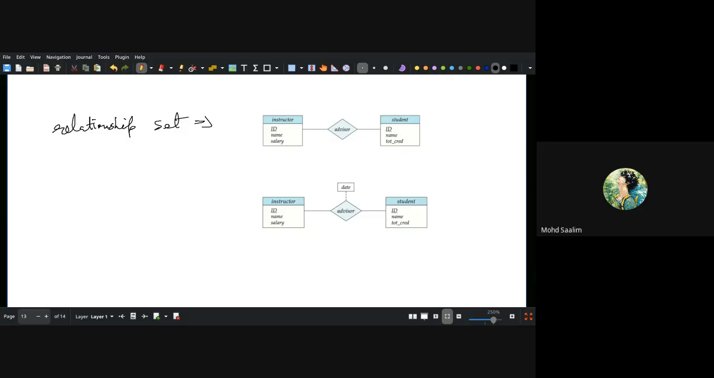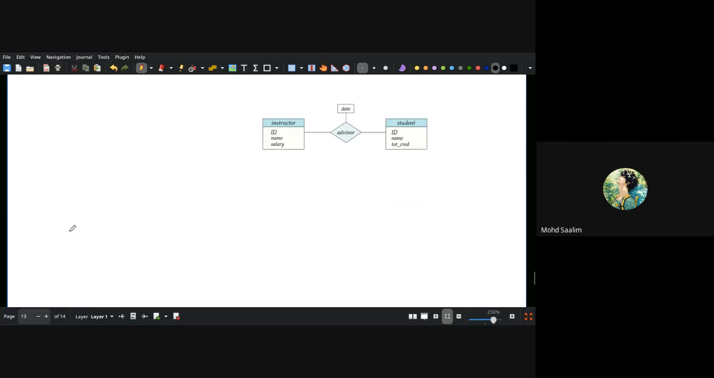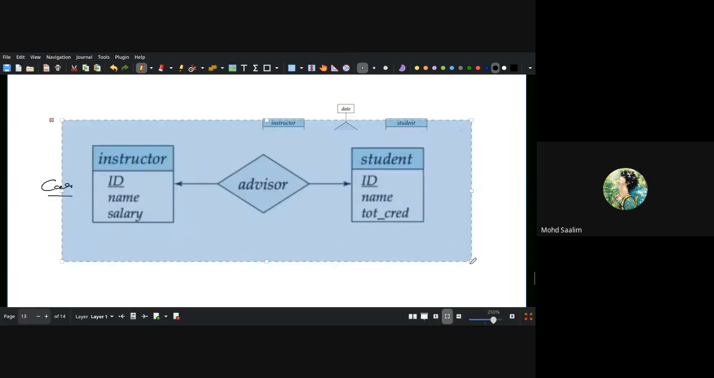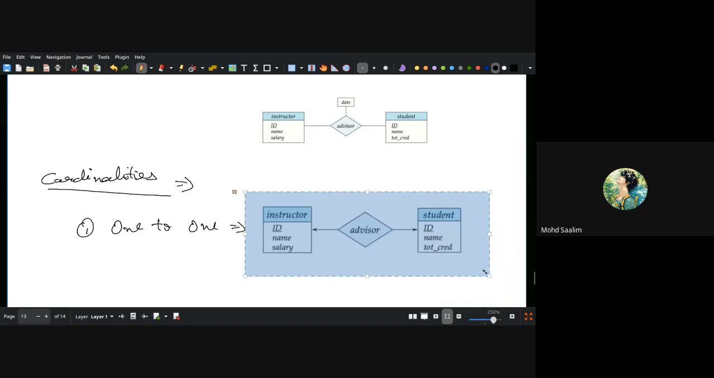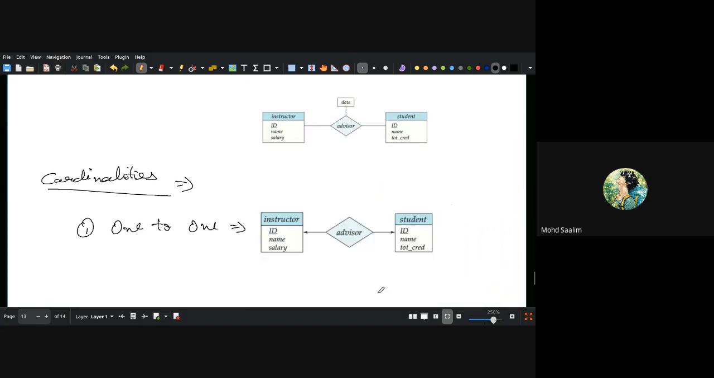Now let's understand the relationship, right? I was saying that there are 4 types of relationship according to the cardinalities, according to the number of associations. So the first one is one-to-one, right? So one-to-one relationship is shown like this. Can you spot the difference from the above diagram? There are two arrows, right?